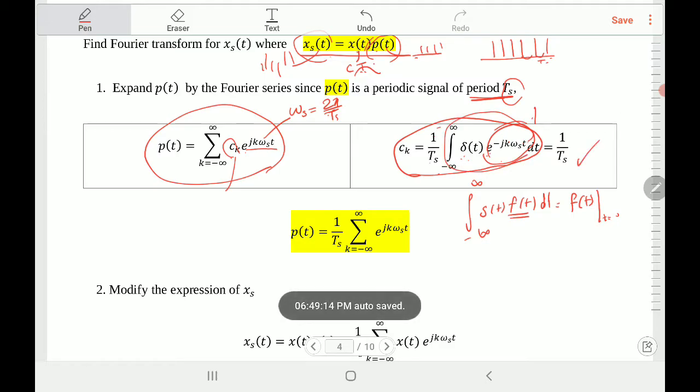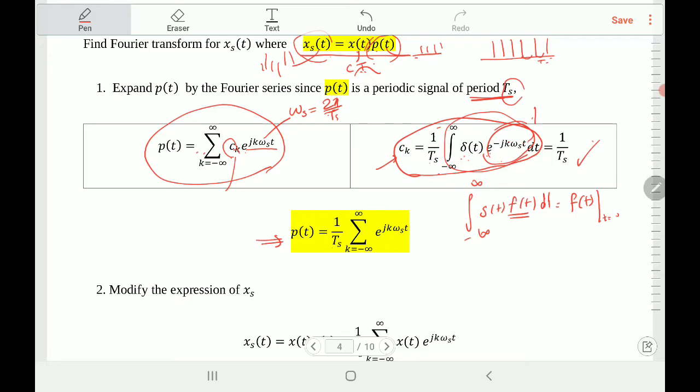That's 1 over Ts. So the coefficient of the Fourier series of the train of pulses p(t) is equal to 1 over Ts. Substitute here, and you can take it outside the sigma. So it's 1 over Ts, sigma, e^(jk omega_s t). What is that? That's p(t). That's another way to express p(t) in a Fourier series. It's equivalent to this one.